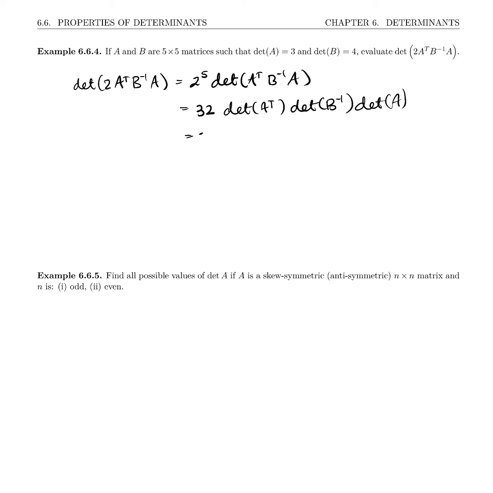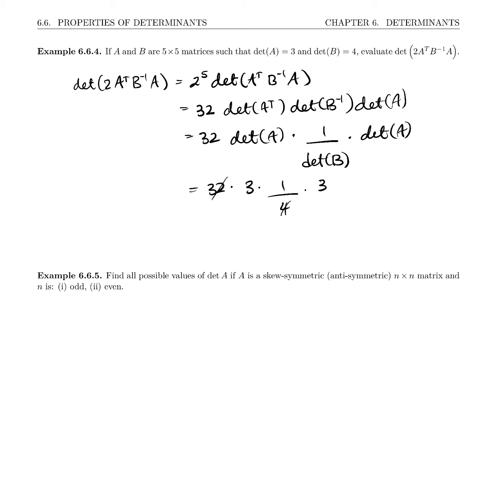So determinant of A transpose times determinant of B inverse times determinant of A. Next property that we have is that the determinant of A transpose is equal to the determinant of A. Then we've got the property that the determinant of the inverse is 1 over the determinant of the original matrix, so 1 over determinant of B, and determinant of A is already given. So we have 32 times determinant of A is 3, times 1 over determinant of B is 4, times 3.